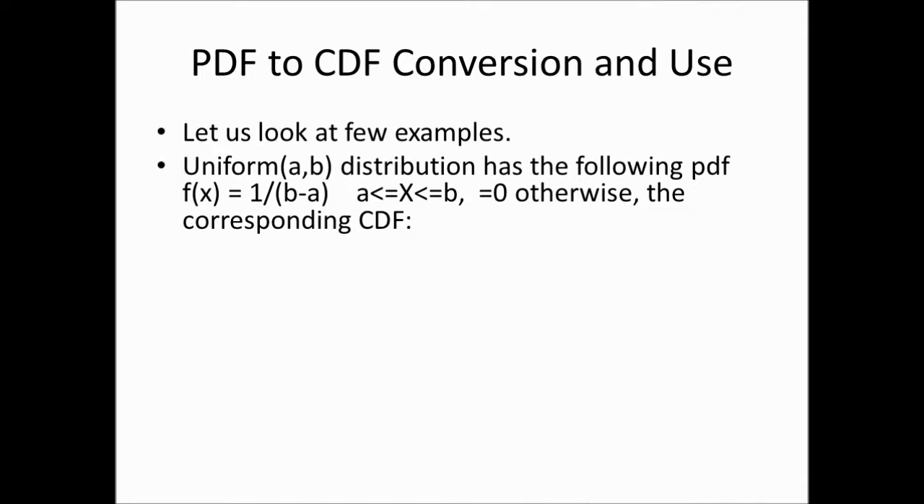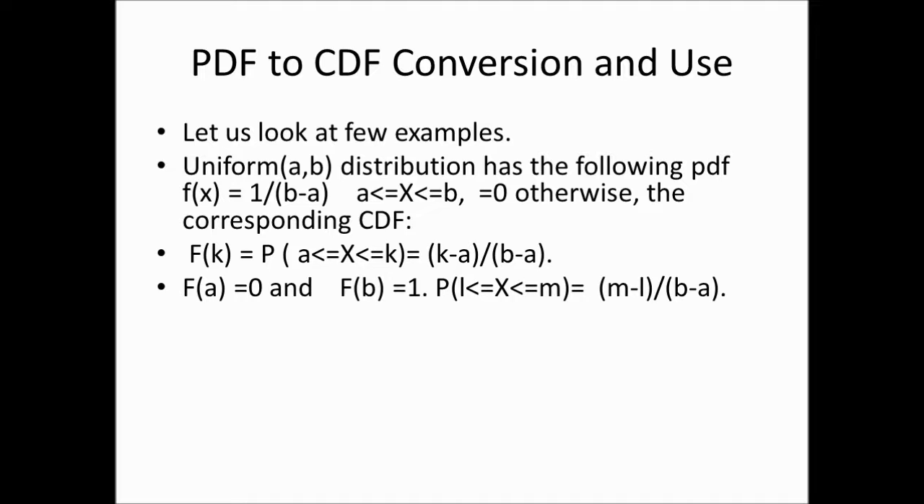Let's look at a few examples. Let's talk about a uniform distribution with parameters a and b, where a is the minimum value and b is the maximum value. It has a PDF 1 over b minus a, for x between a and b, and 0 otherwise, and the corresponding CDF F(k) is given by the probability the random variable takes value between a and k. A is the lower bound, k is a specific value, and it is given by k minus a divided by b minus a. F(a) is 0 and F(b) is 1, which is a property of the CDF, which we talked about earlier also.